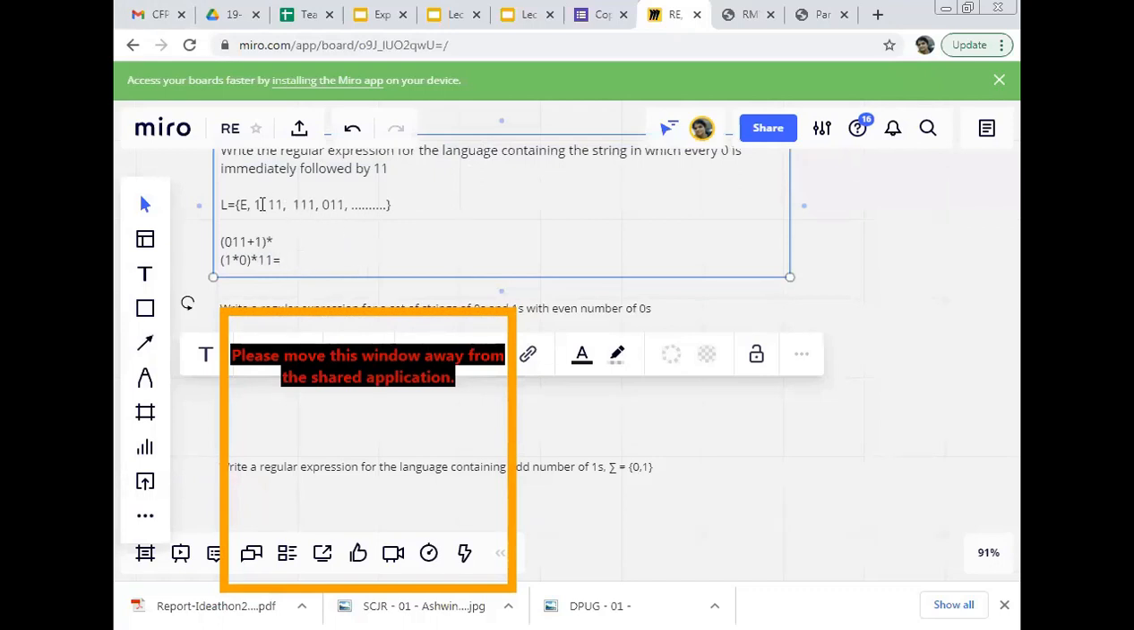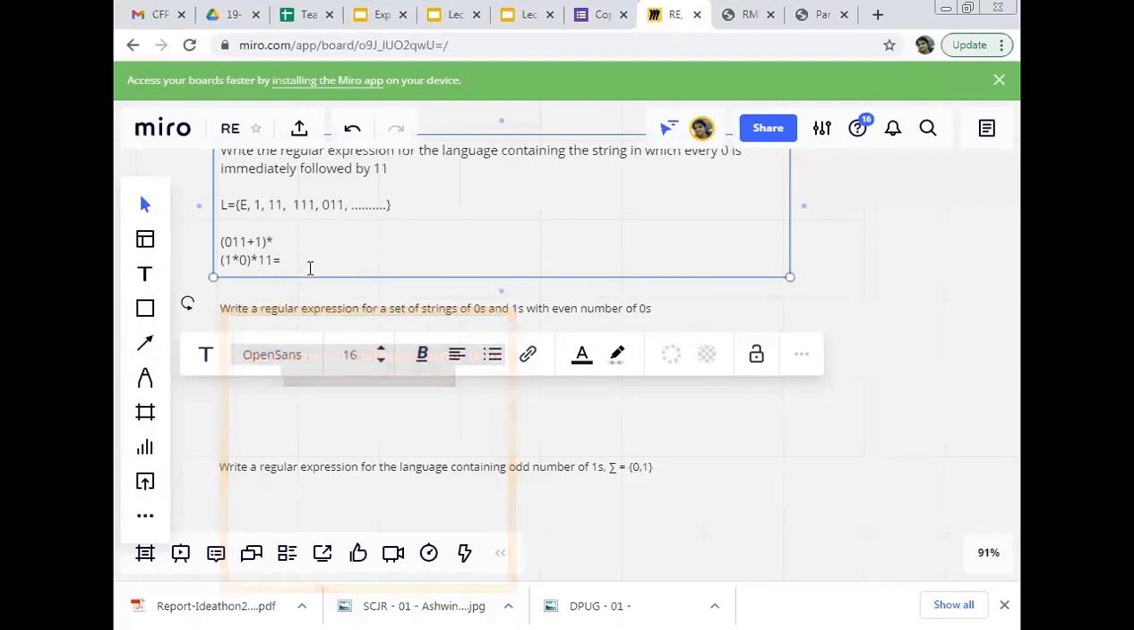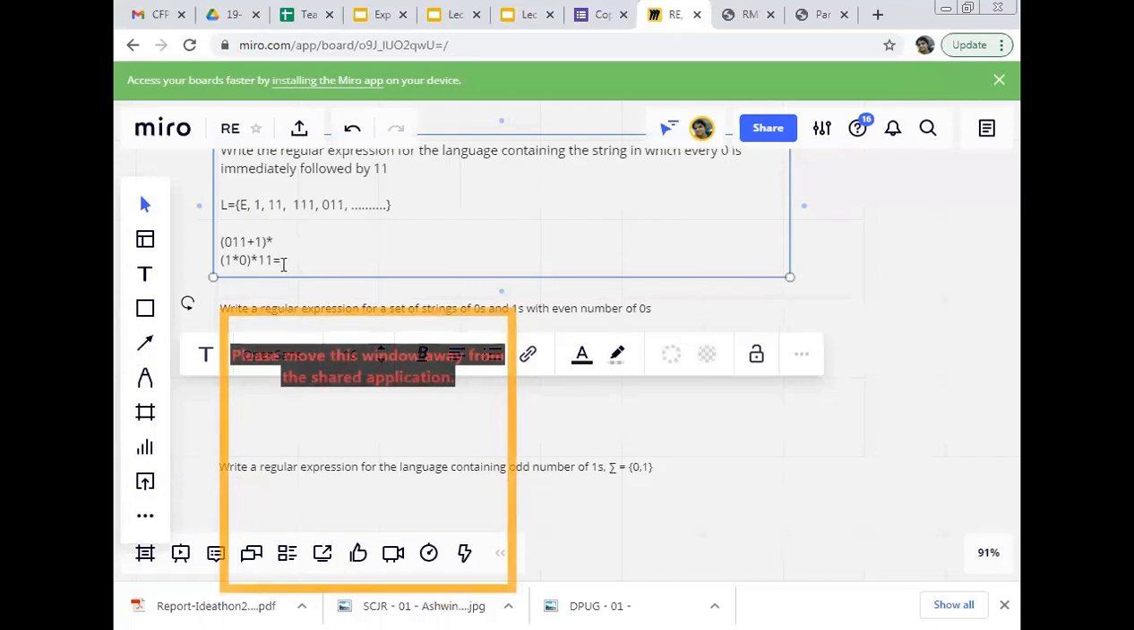Yes, one can be in the string, right? One, okay, one is not generated in this. Okay, fine. Epsilon is not generated. Yes, very good. Saurav is right. Yes, is also right. Then Karthik, 011011 is generated in this.